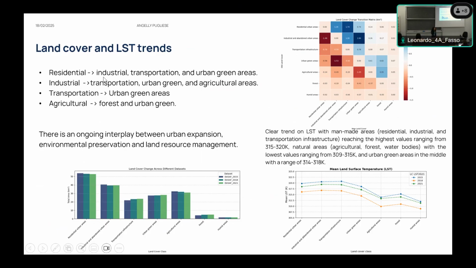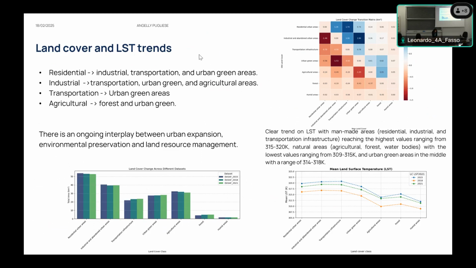So there is residential going to industrial, transportation, and urban green areas. And in the same way, industrial is slightly going into other classes, and then transportation going into urban areas, and agricultural to forest and urban green. But most of them are only on the order of a few square kilometers, not even arriving at 2 square kilometers in the change of the area. But these small changes give us an understanding that there is an ongoing interplay between urban expansion, environmental preservation, and land resource management due to the very small changes that are happening.